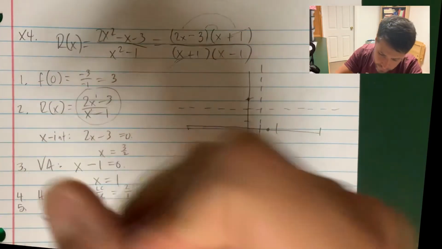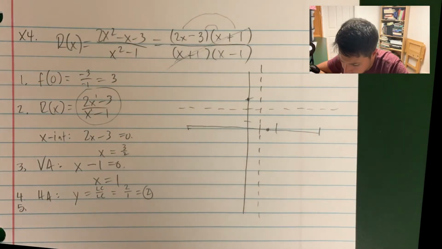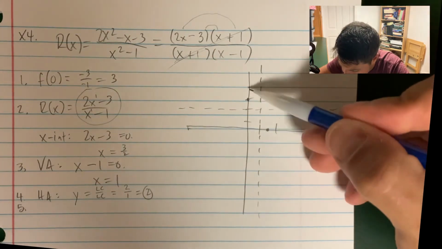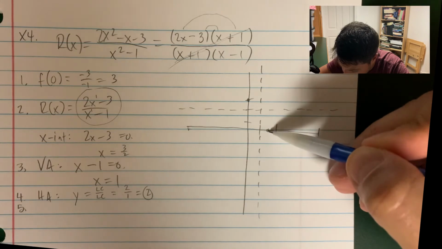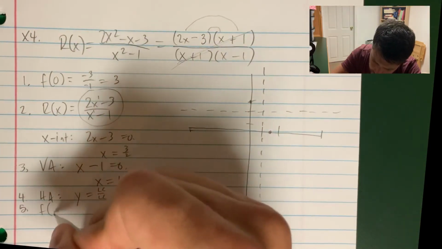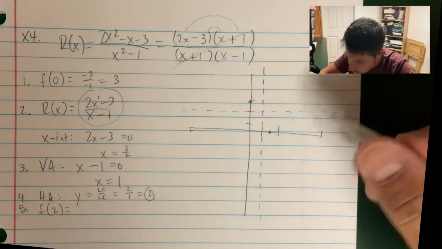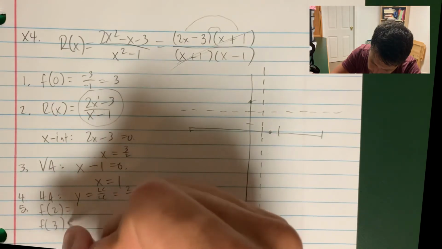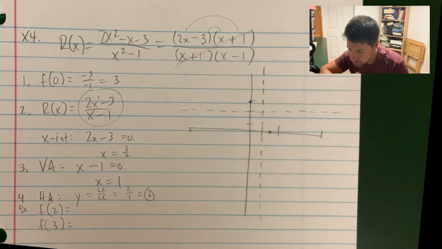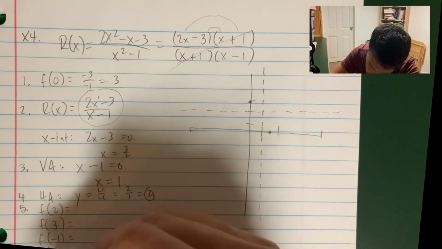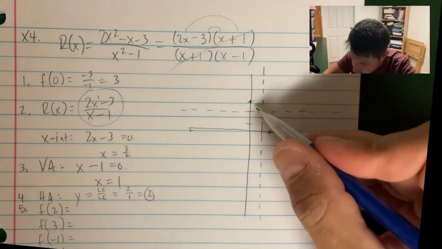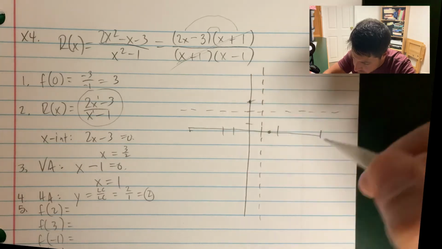Step 5. Let's plot some additional test points. Well, I got 0 plotted. I have 1, which is an asymptote. I got 1.5. 2 might be a good one to find, f of 2. Maybe 3 would be a good one to find if I just continue out in that way. And then maybe -1 if I want to go on this side, and then also -2. If I'm going to move in this direction, -1 and -2 would be good ones to find.